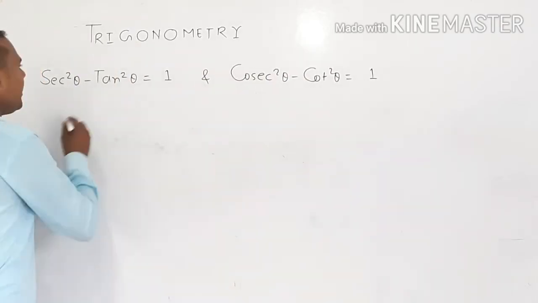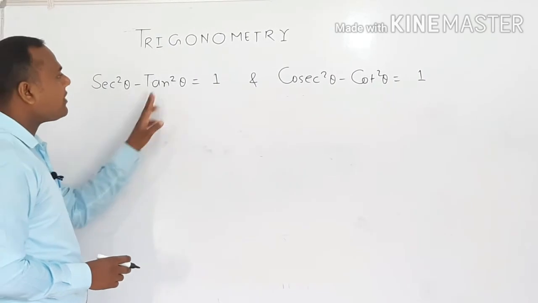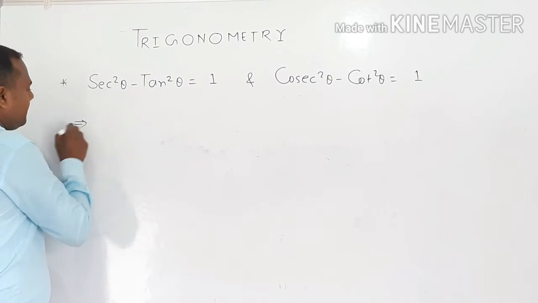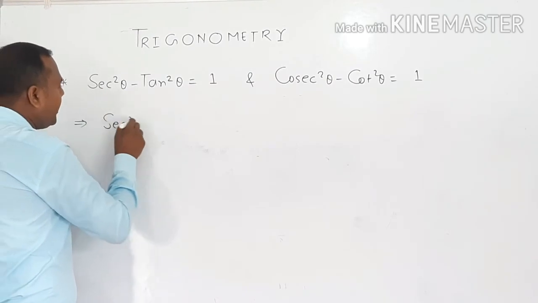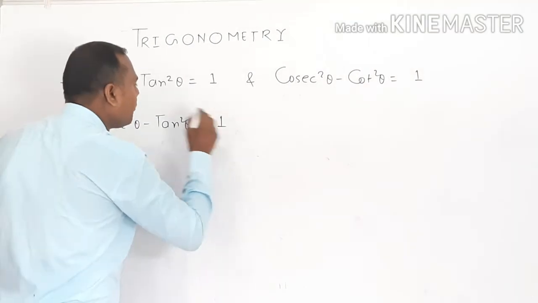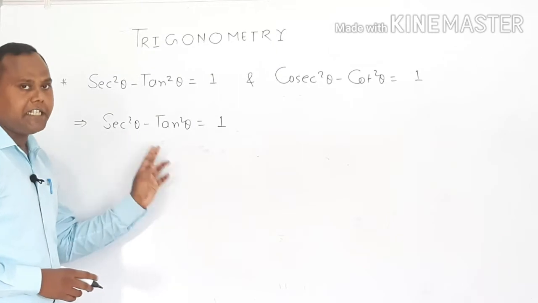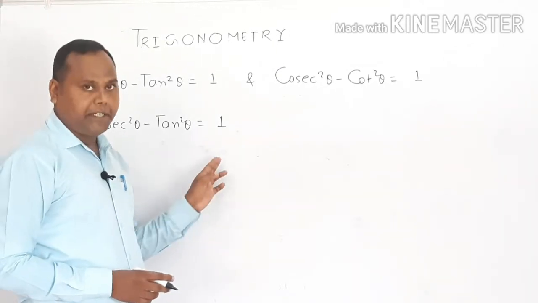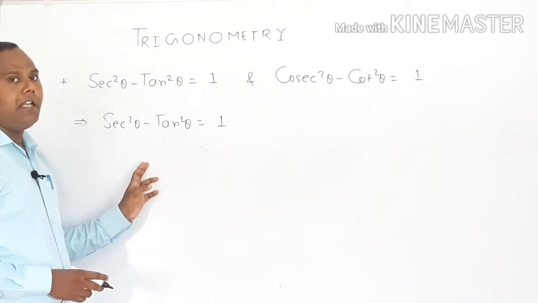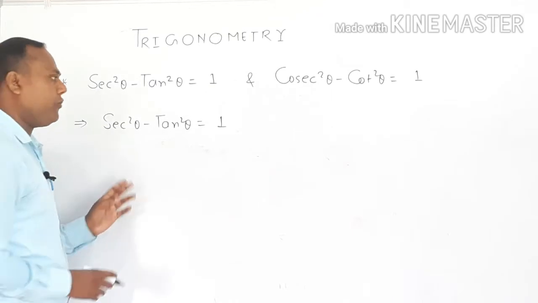The first concept: we have already studied that sec square of theta minus tan square of theta will be equal to 1. We already know that. But sometimes in trigonometrical identities some problems are different, so we have to put negativity, an alternative way to prove the identities. So let us discuss.